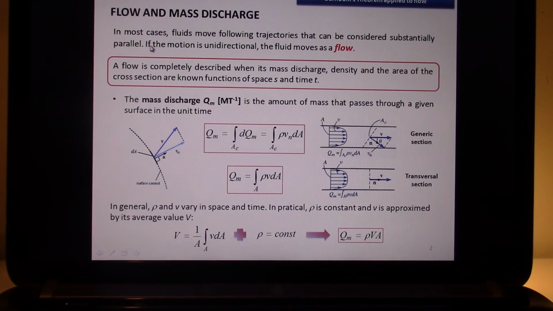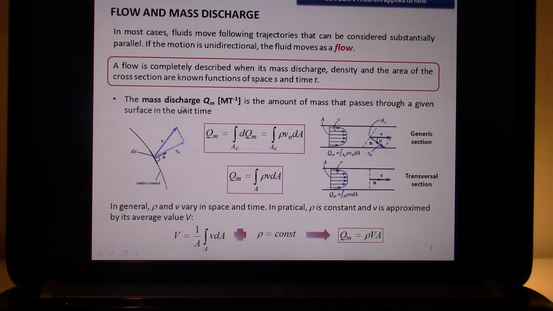So, in most cases, fluids move following trajectories, and these trajectories can be considered substantially parallel. If the motion of your fluid is only in one direction, the fluid is said to be a flow. So, our aim is just to describe this flow, and the flow is completely identified by its mass discharge, density, and the area of the cross-section, if these are known functions of space and time. Let's start with the definition of mass discharge Qm.